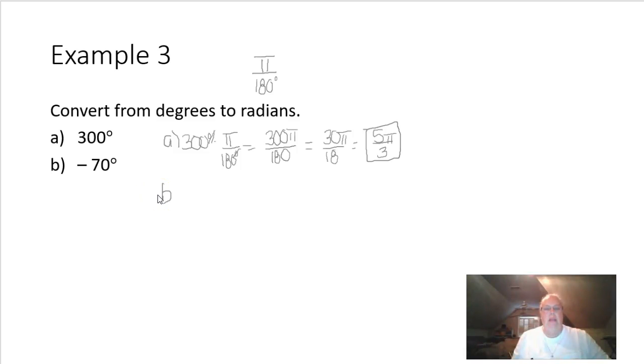For part B, we're going to take negative 70 degrees and multiply it by the ratio pi divided by 180 degrees. Again, the degrees will cancel out. This is going to give me negative 70 pi divided by 180. And again, since they both end in 0, I know 10 can go into both of them. So that gives me negative 7 pi over 18, and I believe that one is in lowest terms.